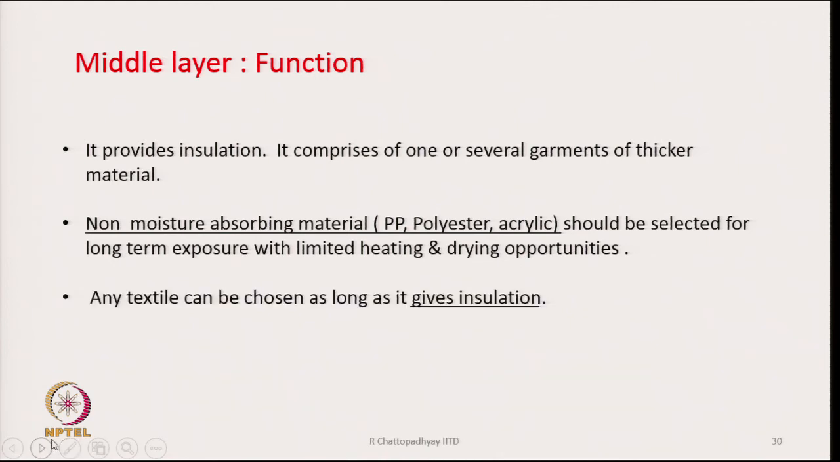Any textile can be chosen as long as it gives insulation, but the advantage of these fibers is that this is the lightest, and these two are also very light, their densities are much less than cotton. Polyester could be 1.38, polypropylene 0.91 density, acrylic could be around 1.14 or 1.18, somewhere there. So, these fibers have the advantage that they are lightweight, they are voluminous, but their weight will be much less in comparison to cotton.